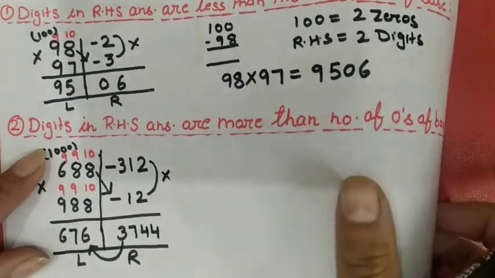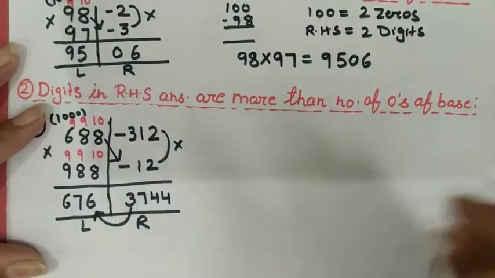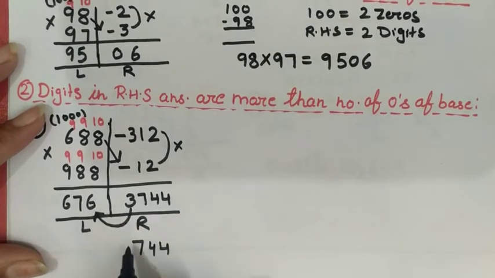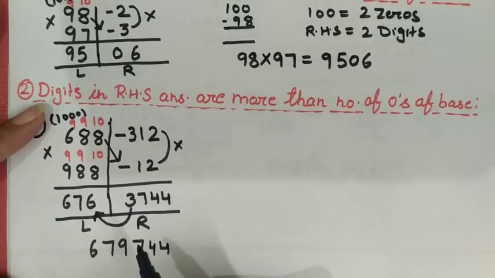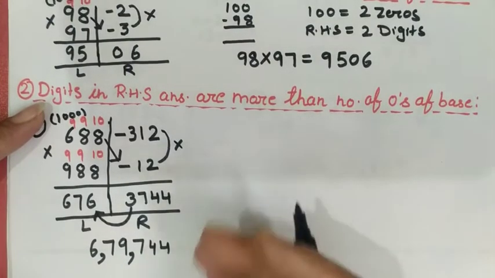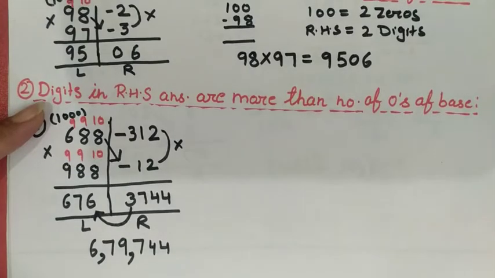We will add our digit to the left hand side answer, and the final answer for this question comes out to be 676 plus 3 gives 679, and 744. See how big an answer it is, 679,744, and you have done this question within a few seconds. So this is the beauty of Vedic maths.